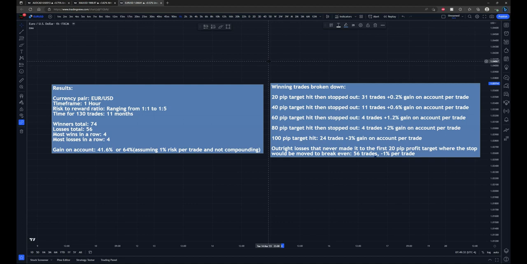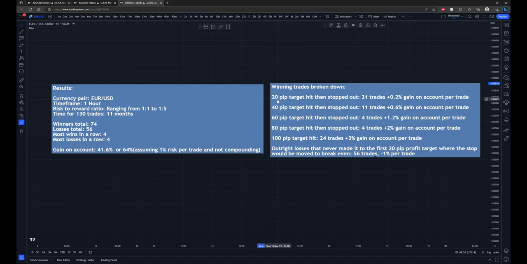So with compounding, obviously, it would be quite a bit higher on these numbers. But just to keep things simple, no compounding involved here. So let's talk about each of these broken down. The winning trades, how many reached only 20 pips, how many reached 40, 60, 80, 100. Here we have the data.